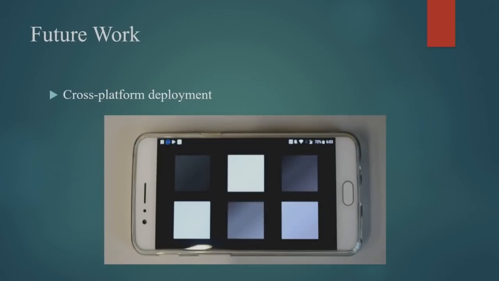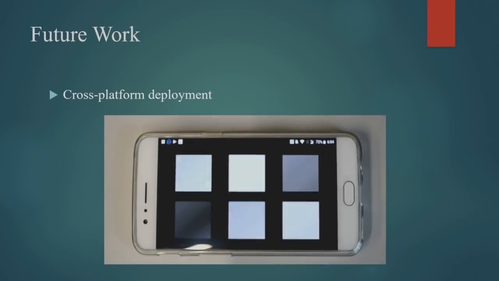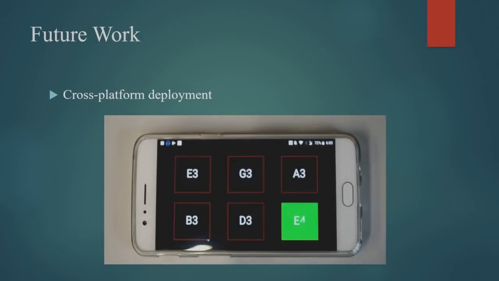Future work would encompass cross-platform deployment. Right now the system was deployed on a laptop. Extending this technology to other platforms like mobile phones and tablets, we would encounter a lot of challenges because the size of the flashing region is much smaller. It subtends a smaller visual angle with the user, and the flashing regions would be closer to each other. So that way we would obtain less classification accuracy. And this is a small video demonstration of SSVEP on a mobile phone.